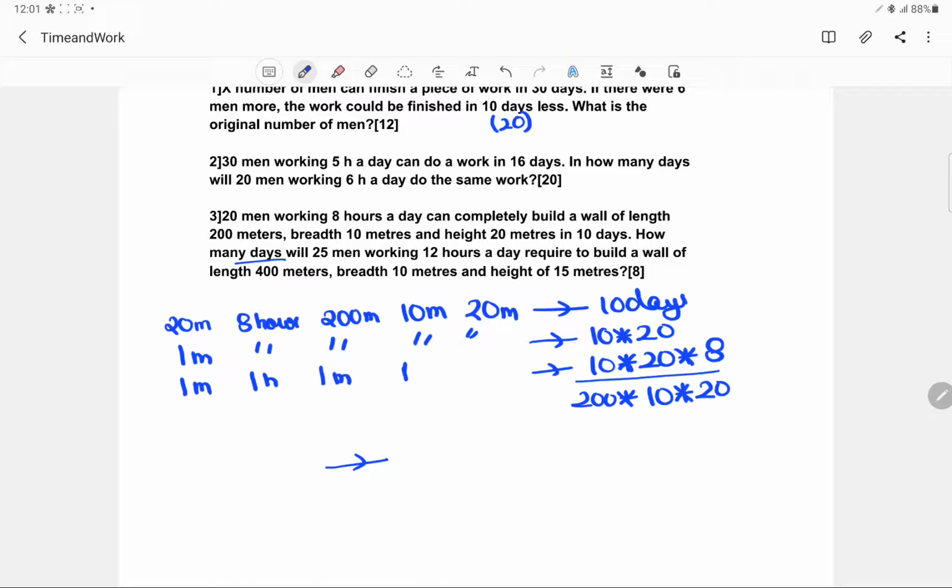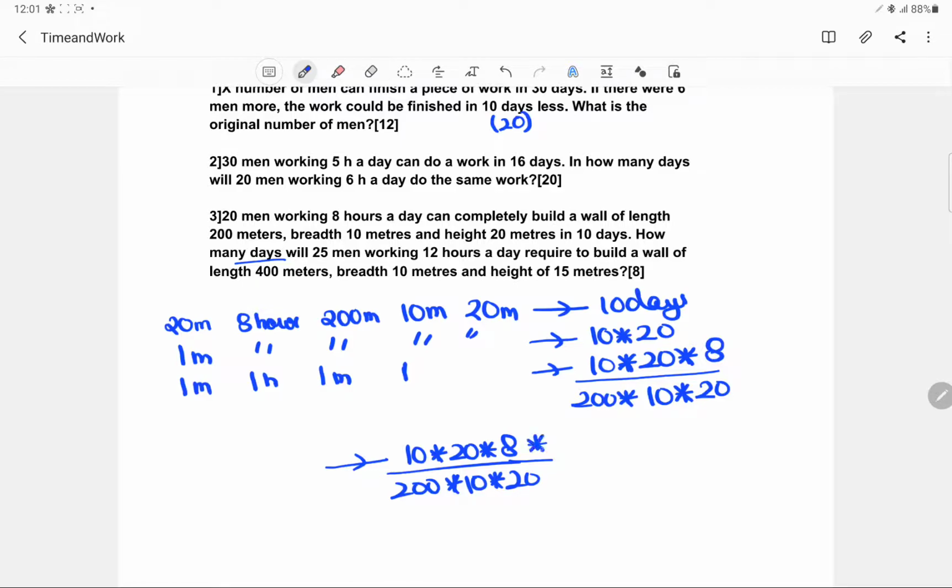Whenever you start replacing this, when it would be greater than 1, of course you would be doing the reverse part. So this will be like 10 into 20 into 8 upon 200 into 10 into 20. This is the number of days that one man working 1 hour will take to construct a wall of 1 meter length, 1 meter breadth, and 1 meter height.